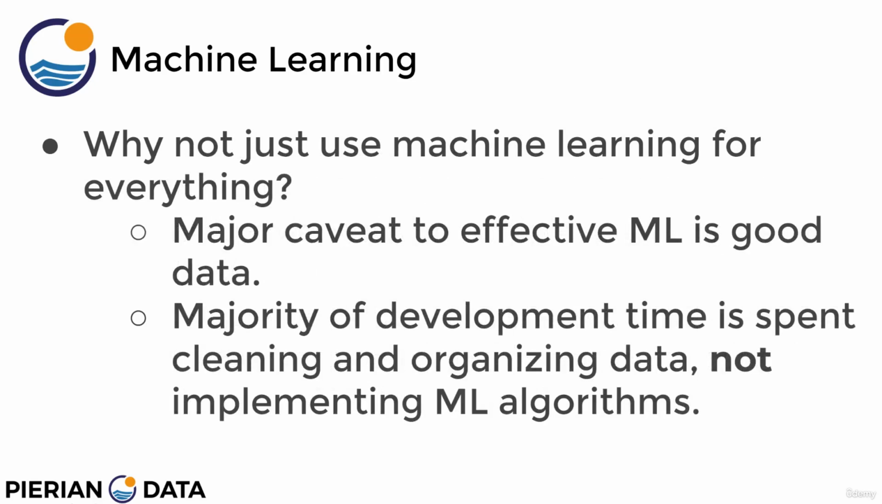So then comes the next question. If machine learning is so great, why don't we just use it for everything? Why bother with any human-defined algorithms? So the major caveat to being able to use machine learning is that we need good data. Recall that machine learning is actually discovering things based off existing data, and we already know that it takes a lot of work to clean and organize data, which means the majority of development time from a human perspective is actually spent on cleaning and organizing data effectively for a machine learning algorithm.